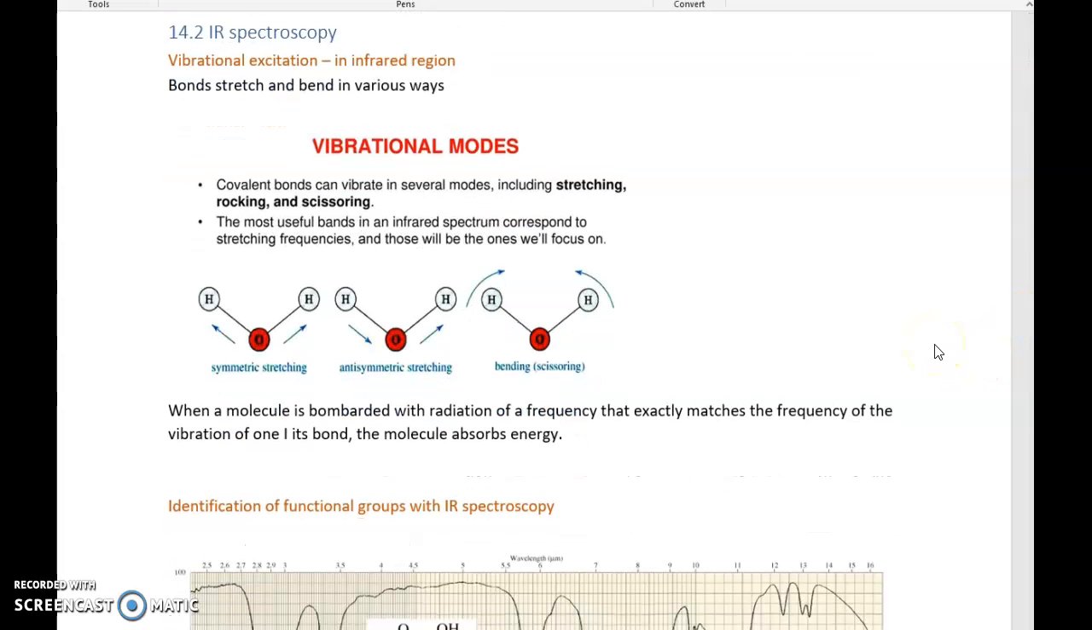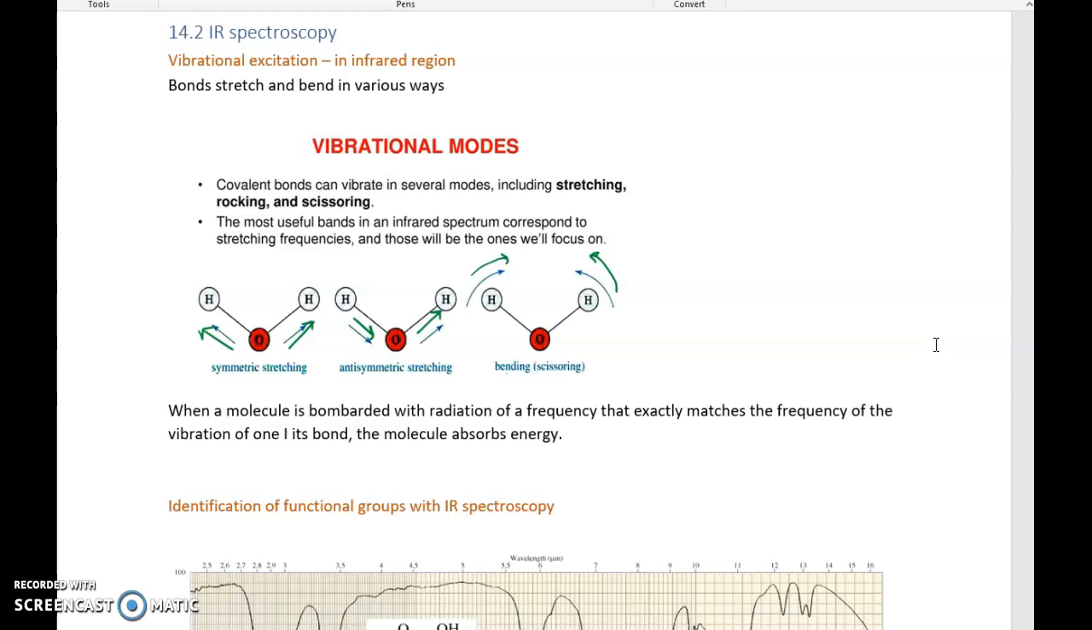We have a symmetric stretch, where this stretches out and this stretches out at the same time. Just like you can envision those bonds being springs. So they're going in and out in sync. They can also go asymmetrically. So this one comes in and this one goes out. So they're asymmetrically stretching. The molecule can also have bending and scissoring, where they bend together and then they'll bend apart. They go back and forth.